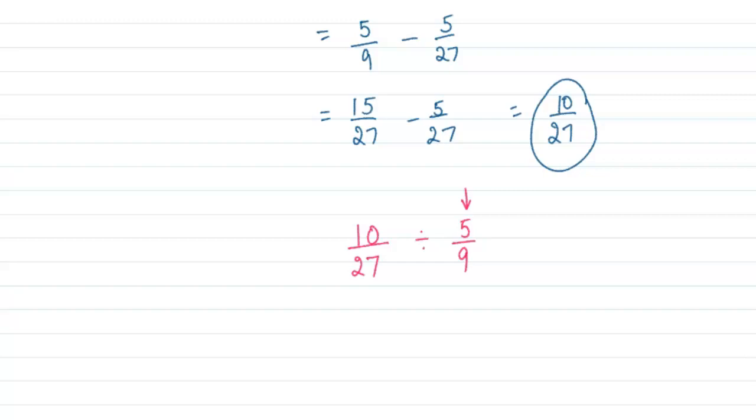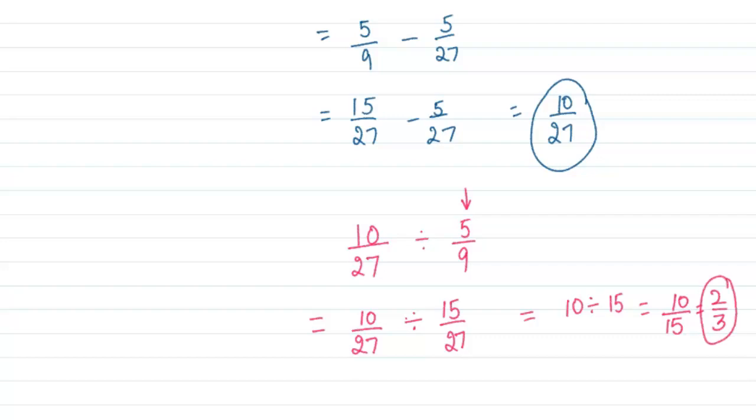So when you do this, what do you get? You can make equivalent fractions. 10/27 divided by 15/27. Now they are of the same kind, like both are 27s, 10 pieces and 15 pieces, they are of the same kind. So we can simply do 10 divided by 15, which will be equal to 10/15, which will be equal to 2/3. So 2/3 of David's apple pie is left.